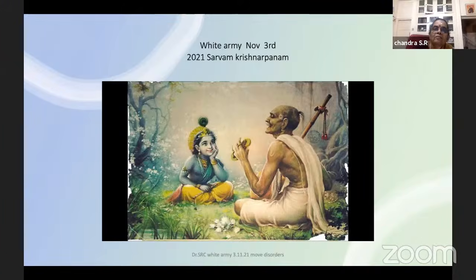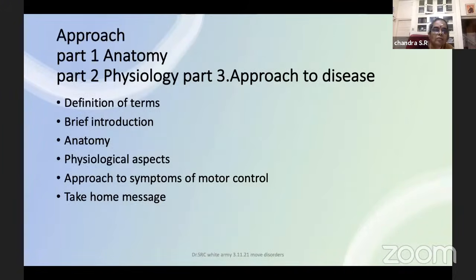So we will briefly go through this movement disorder. As you know, like any other topic, this is also vast. We will just go through the basic aspects. You can ask doubts. If I know, I will clarify. What I do not know, we'll read together. We will define the various terms, then go through some anatomy, physiology, and motor control approach, and some key points. Like that, we'll go.